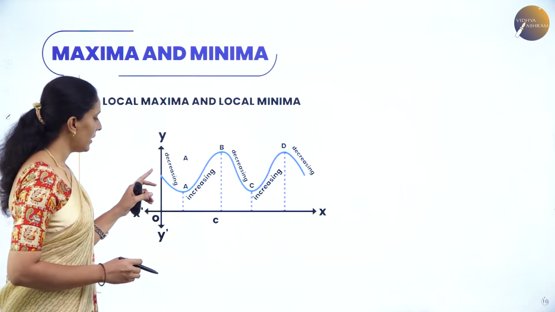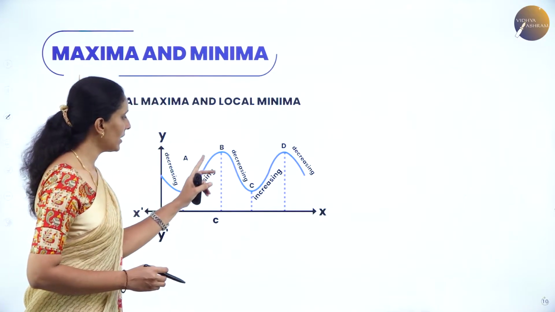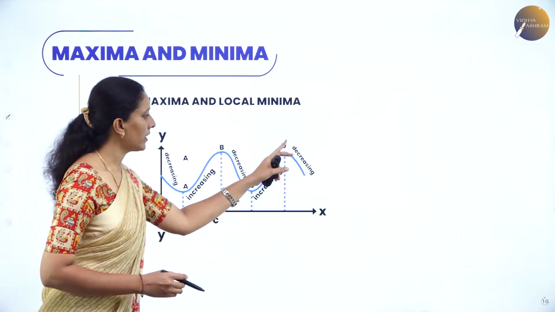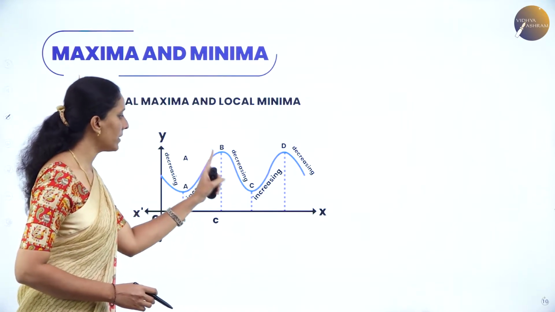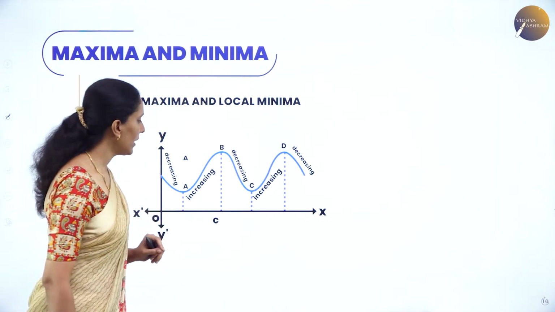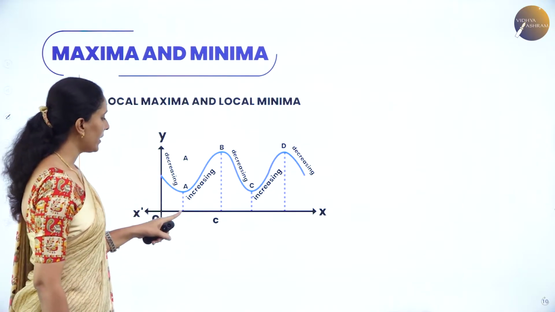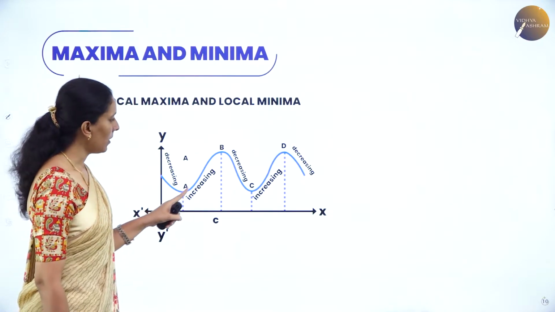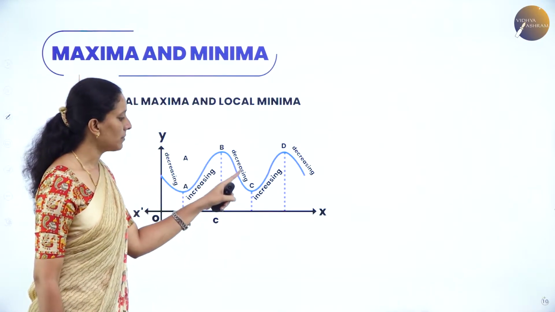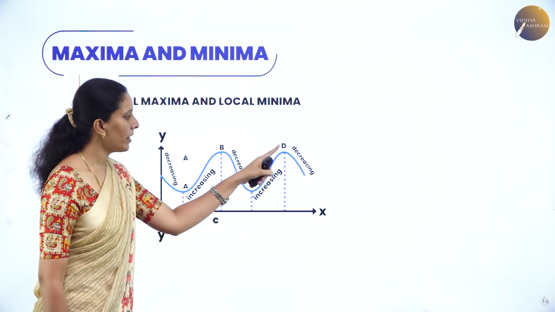So here you can see the graph is decreasing, increasing, decreasing, increasing, decreasing. And here we have 4 points. I have plotted A, B, C, D here. So you can clearly say at point A the value of the function is minima. At point B it is maxima. And here also it is minimum, and here it is D.